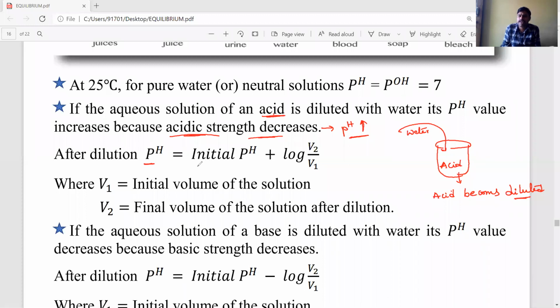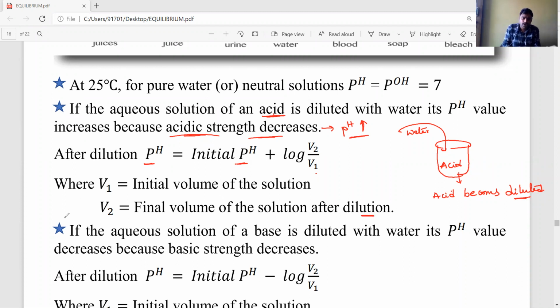The increased pH value is equal to initial pH value plus log V2 by V1. What is V1 and what is V2? V1 is the initial volume of the solution. V2 is the final volume of the solution after dilution.